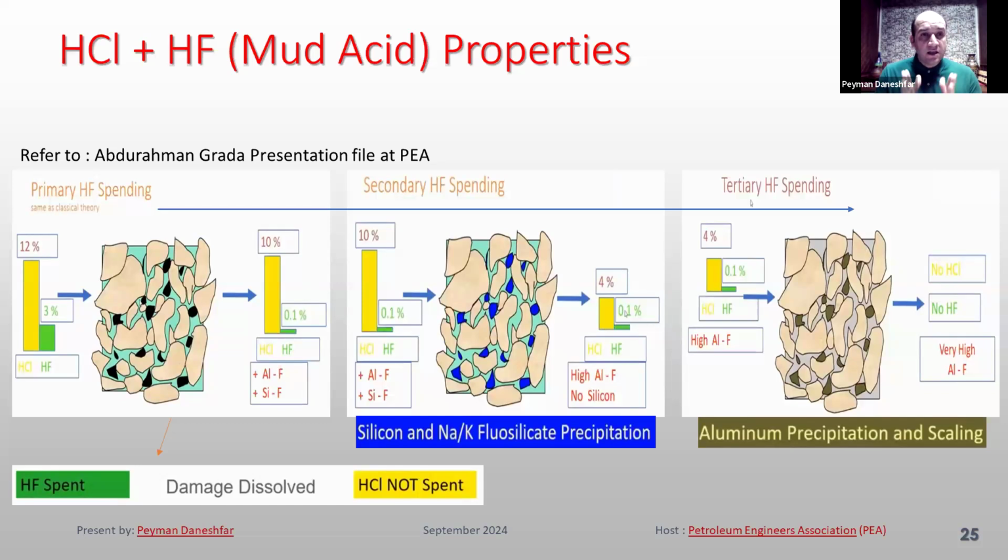You can see that in the first stage, our hydrofluoric acid is spent, damage dissolved, but HCl is not spent. But in the secondary stage, silicon and sodium polysilicate precipitation may occur if it remains in our well. In the third one, aluminum precipitation and scaling will occur more. Just be careful about the reaction of the acid in our formations.